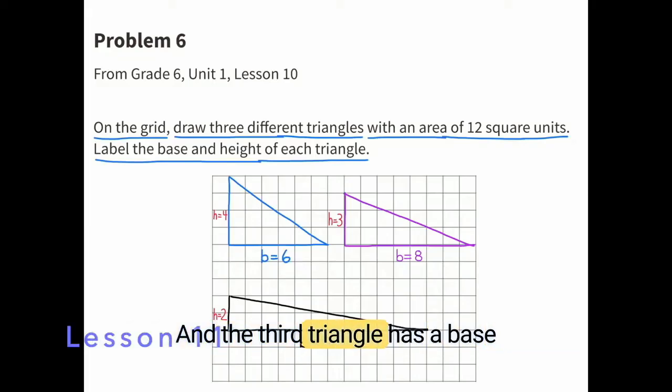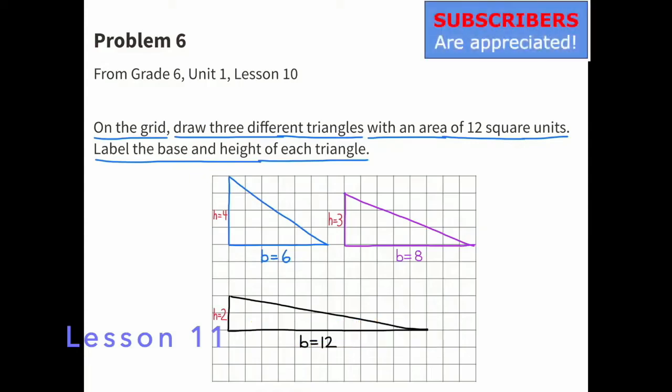And the third triangle has a base of 12 and a height of 2. Half of 12 is 6. 6 times 2 is 12. All 3 of these triangles have an area of 12 square units.